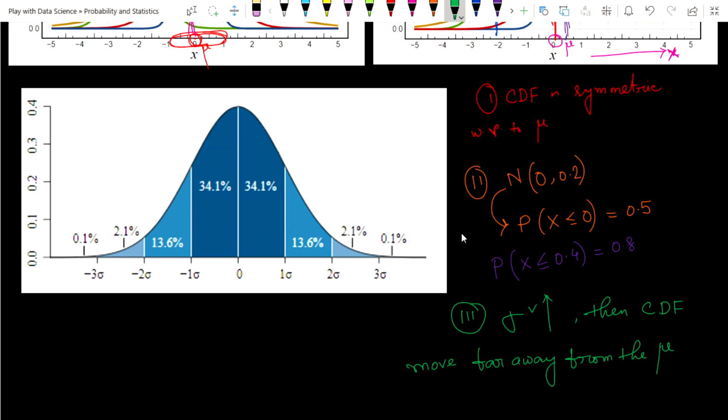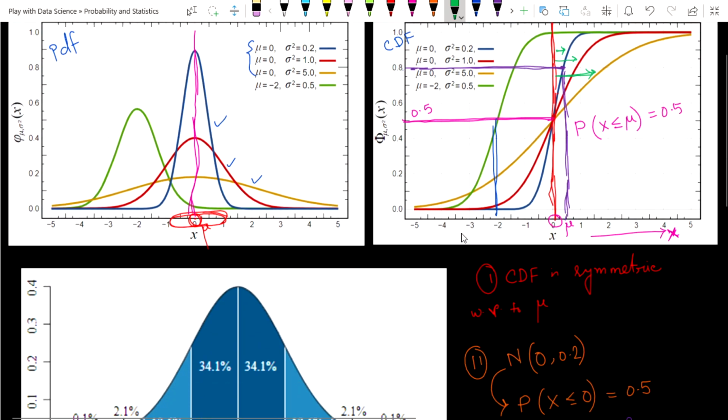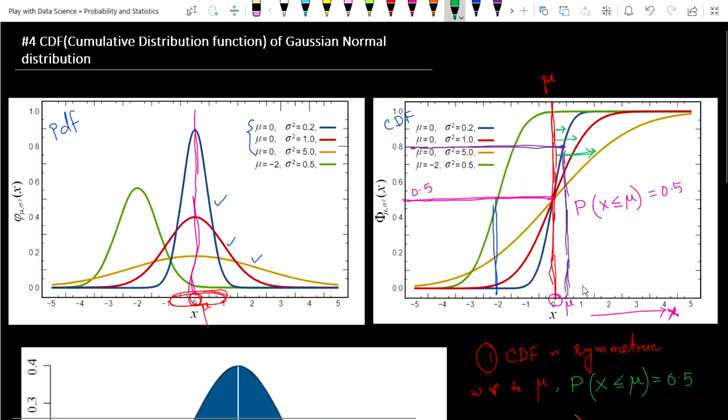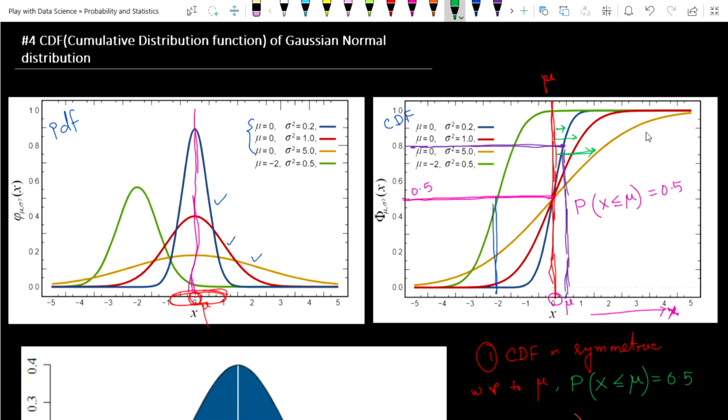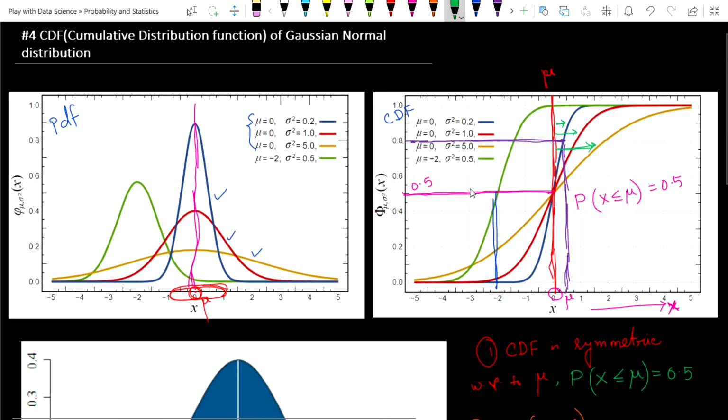I think you have understood the concept. The first thing is that the cumulative distribution function is symmetric around our mean, which means the probability of the random variable x being less than or equal to the mean is 0.5. The second observation is that from the cumulative distribution function we can easily conclude its probability, meaning how many points our PDF has acquired in a range. And the third thing is, as our standard deviation increases, the cumulative distribution function becomes flatter and flatter, meaning it moves away from our mean.